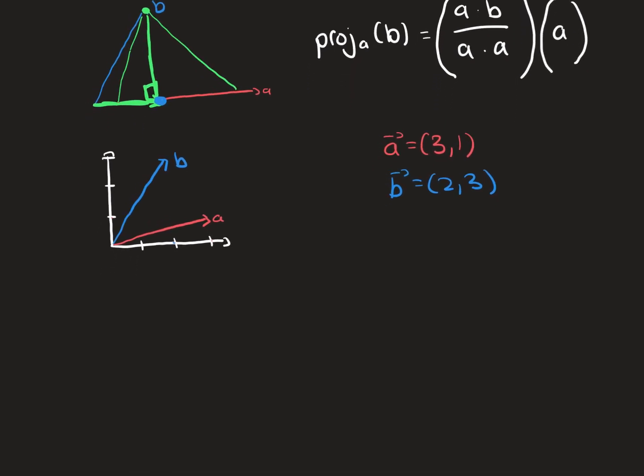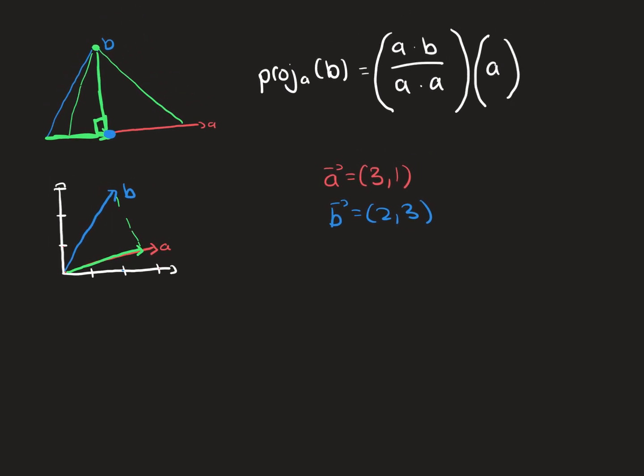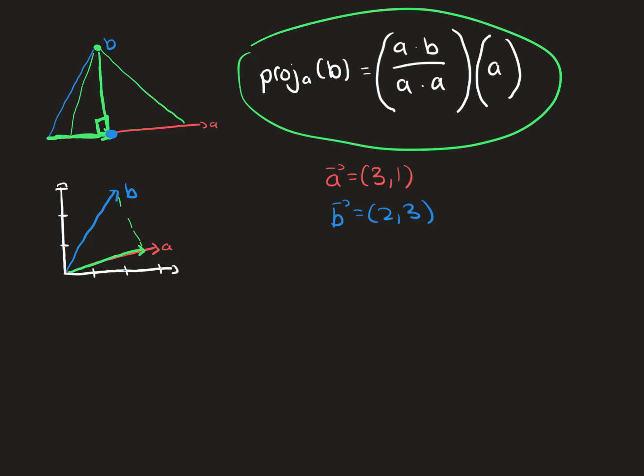So now I'm going to do an actual example with my A of (3, 1) and my B of (2, 3), and I want to make a projection, and it would look something like this. And as you can see, it looks a little bit smaller than what A actually is. But let's calculate it with the formula up here. So A dotted with B, that's just 2 times 3 is 6, and then 1 times 3 is 3. If we add that, we get 9.